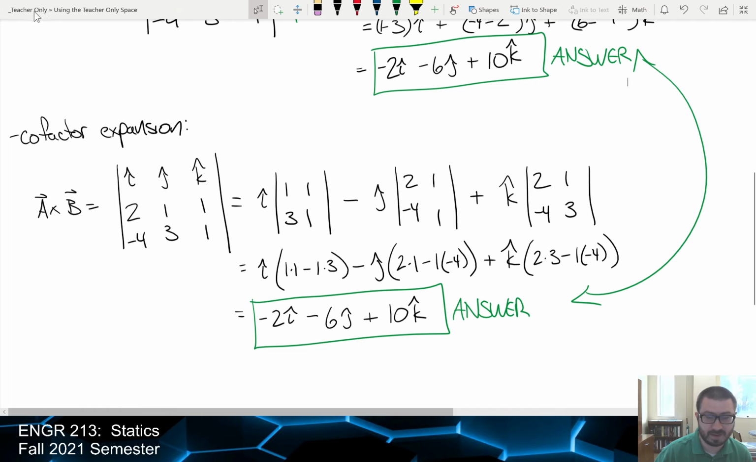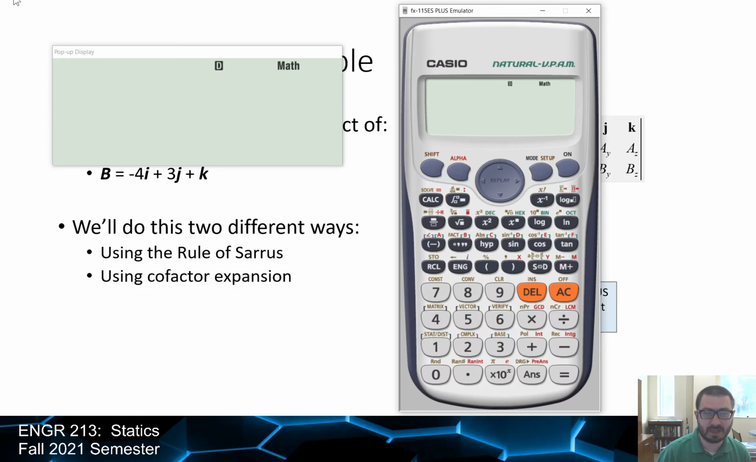The one thing I do want to close the lecture with is that this is also a task that can be achieved with your Casio. Okay, so I'm going to pull this up. I have a Casio emulator here. I should have pulled this up at some point in class between the time I recorded this video and now, so you should have seen this before. So what we're going to do is this cross product that we just did using this calculator.